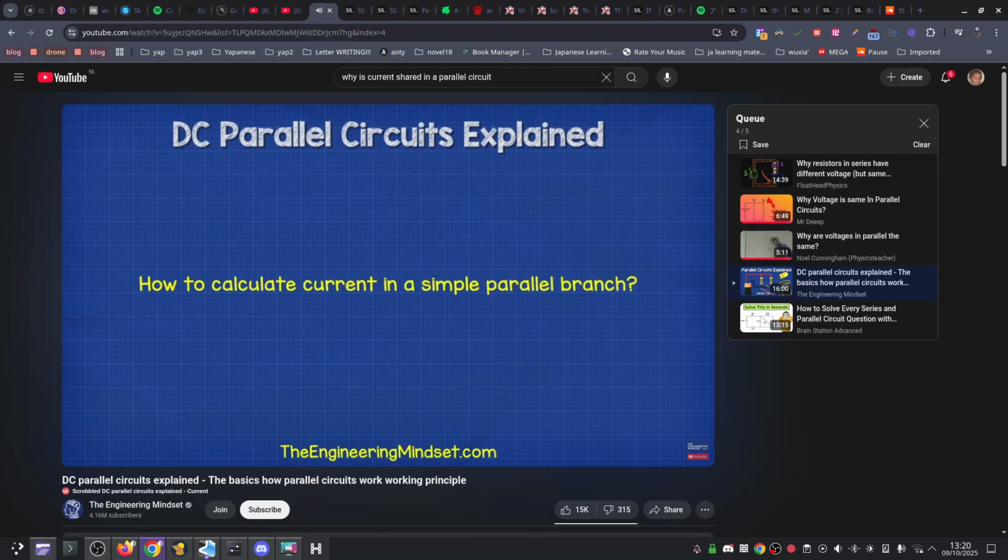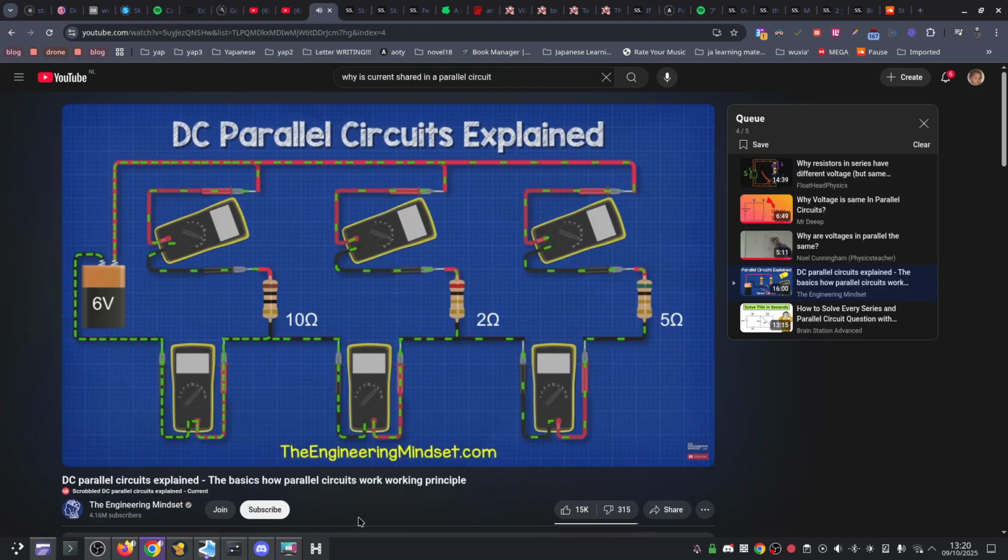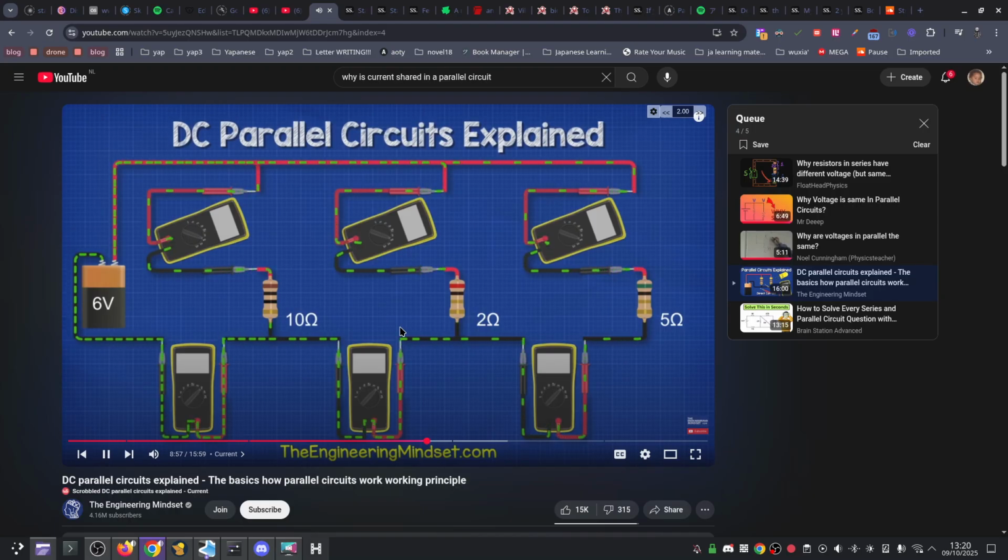How do we calculate the current in a single branch? We use the formula current equals voltage divided by resistance. Let's say we have 3 resistors wired in parallel to a 6-volt battery. Resistor 1 is 10 ohms, resistor 2 is 2 ohms, and resistor 3 is 5 ohms. What's the current flowing through each? Well, let's look at resistor 1 first. Current equals voltage divided by resistance. So 6 volts divided by 10 ohms gives us 0.6 amps.